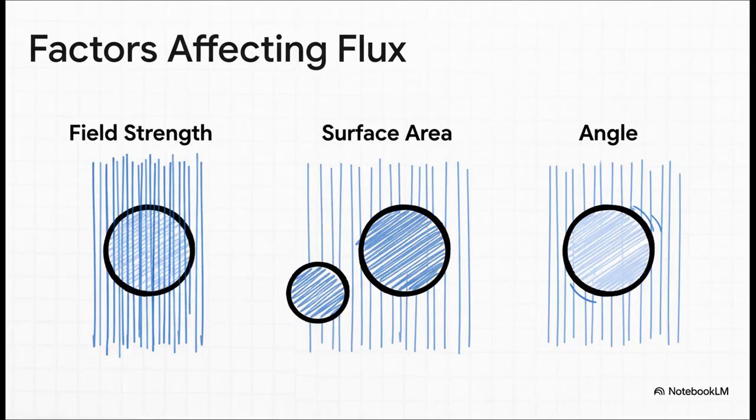So what changes that count? Well, it's basically 3 things. First, a stronger field. If it starts raining harder, more rain goes through your hoop, right? More flux. Second, a bigger surface area. If you use a giant hoop instead of a tiny one, you'll catch more rain. Again, more flux. But the angle is absolutely crucial. If you hold the hoop flat, perpendicular to the rain, you catch the most. But what if you turn it sideways, parallel to the raindrops? Nothing goes through it. Your flux is 0.